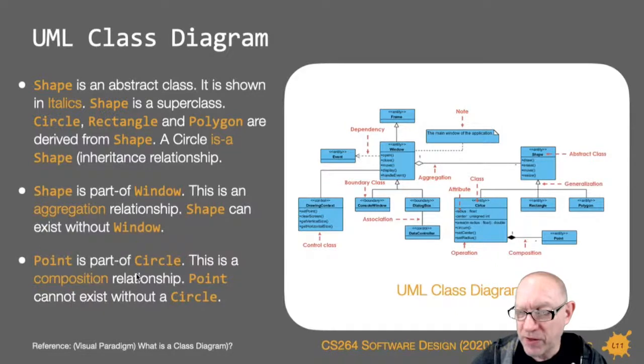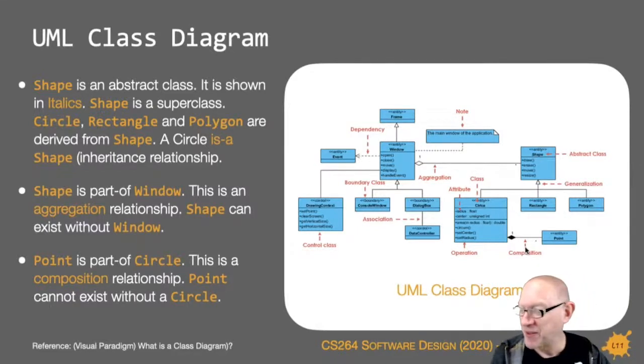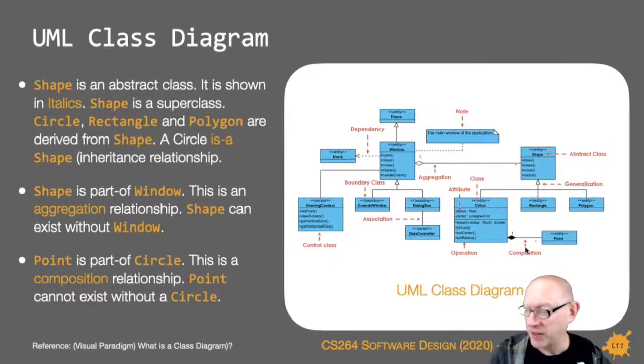So point is a part of the circle, okay? And that's a composition relationship. So in other words, points don't exist without circles. You can think about that and whether that makes sense or not. What happens is that inside the circle we create points. I'm not sure that's a good idea. I'm not so sure this is a good design.